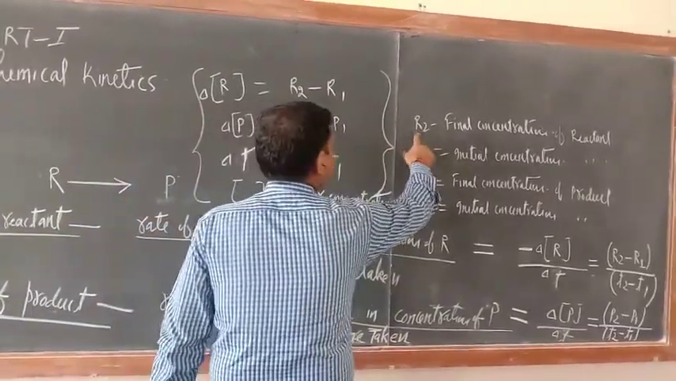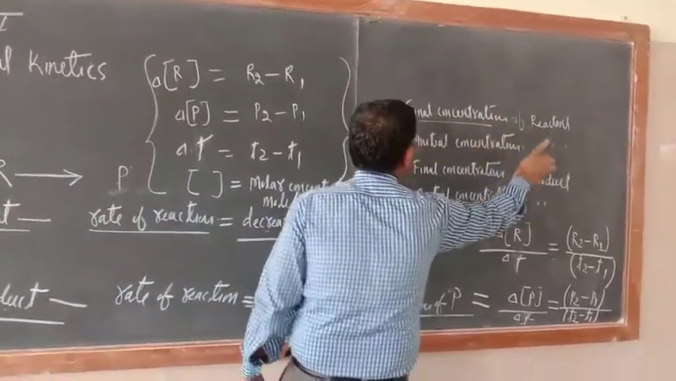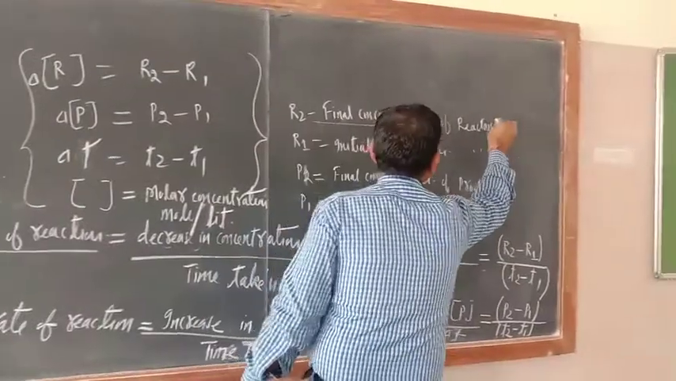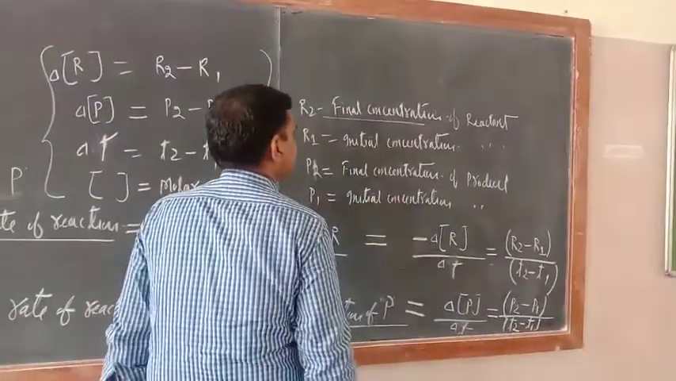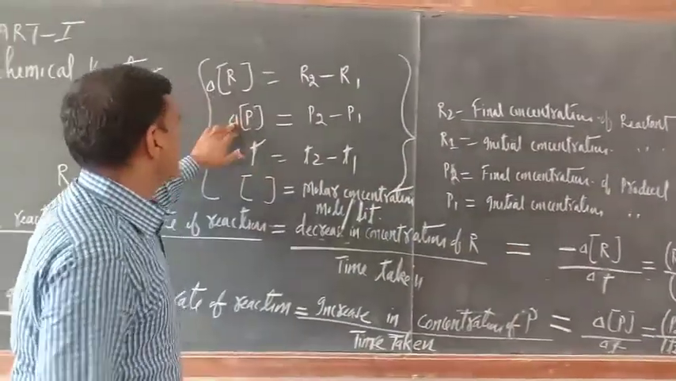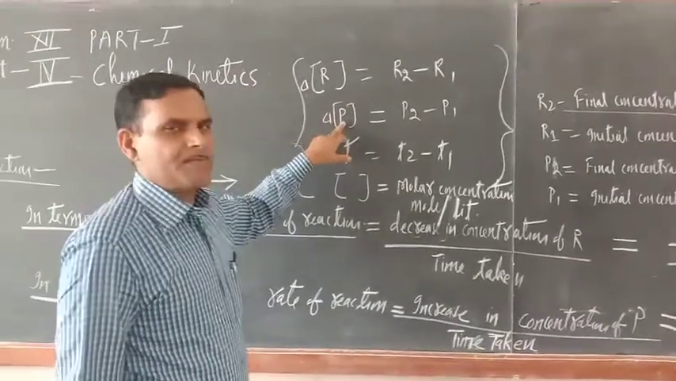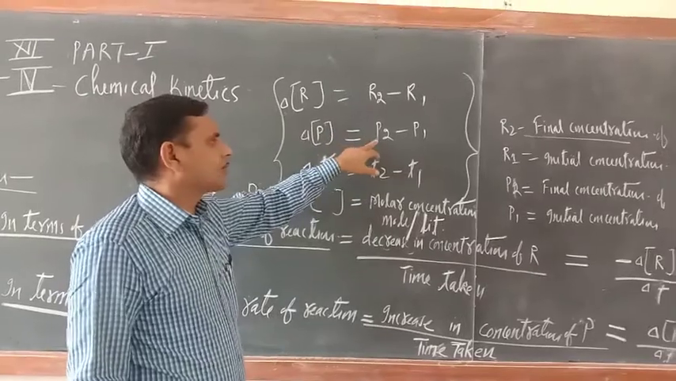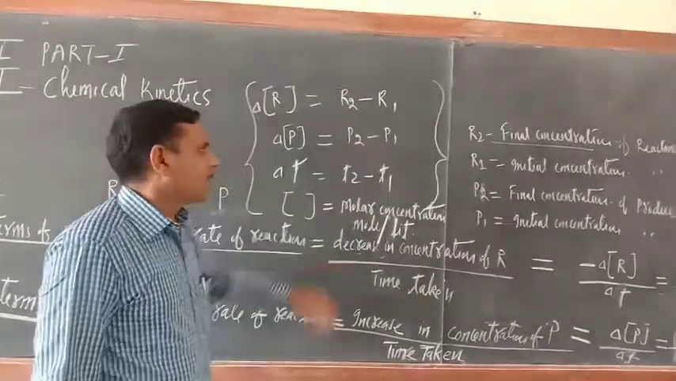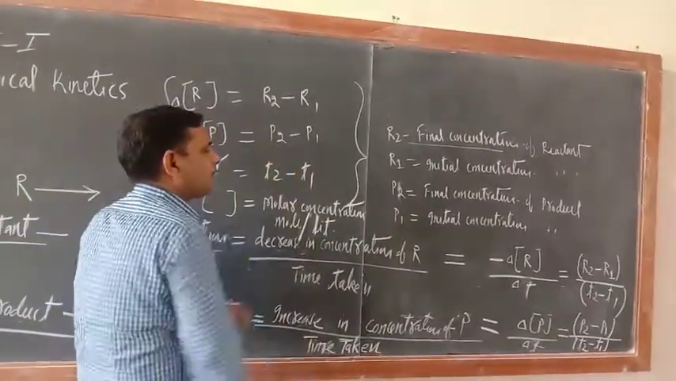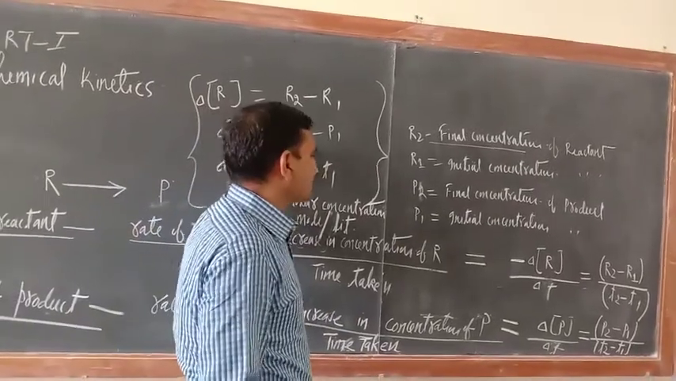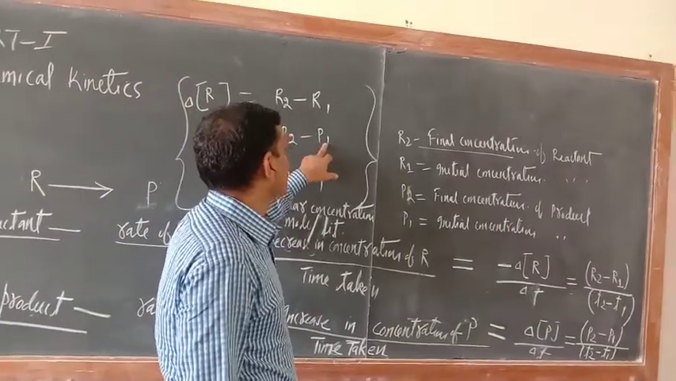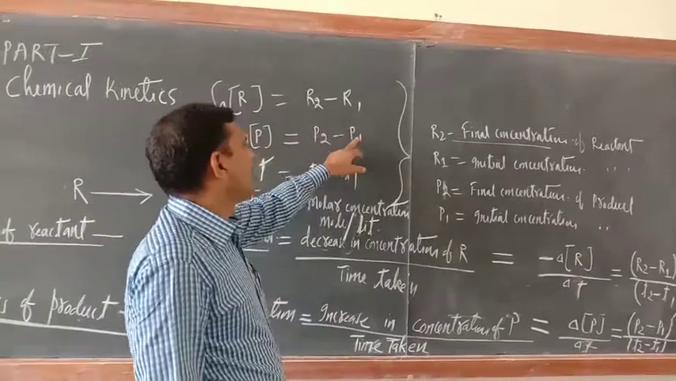So this is the molar concentration and this is equal to R2 minus R1. The meaning of R2 is final concentration of reactant. And what is the meaning of R1? Initial concentration of reactant. Similarly, here P means product. The molar concentration change of product is also equal to P2 minus P1. What is the meaning of P2 minus P1? P2 means final concentration of product. P1 means initial concentration of product.